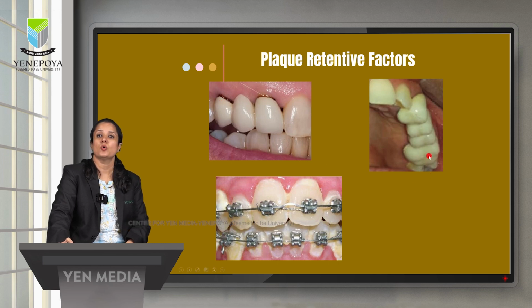And here we have an over-contoured crown, which again can lead to plaque retention. And in this case, where the patient is undergoing an orthodontic therapy, the orthodontic appliance itself can lead to gingival tissue irritation, which is a main plaque retentive area. And the patient also finds it difficult to maintain hygiene when he is wearing an appliance.